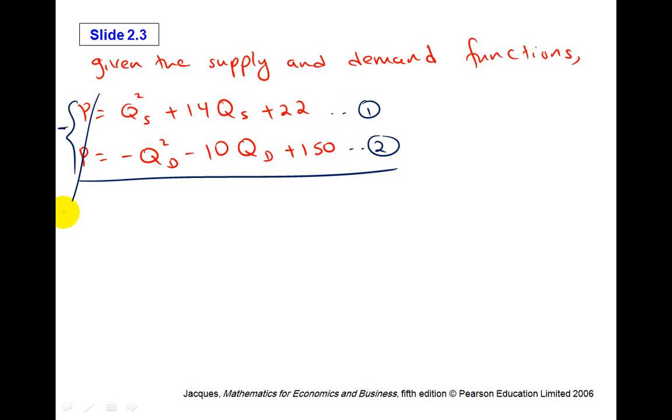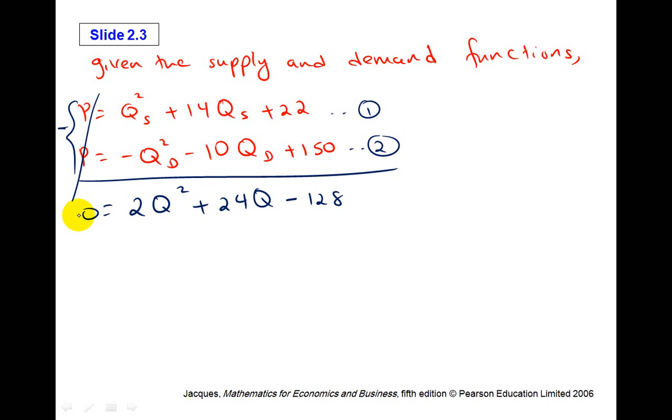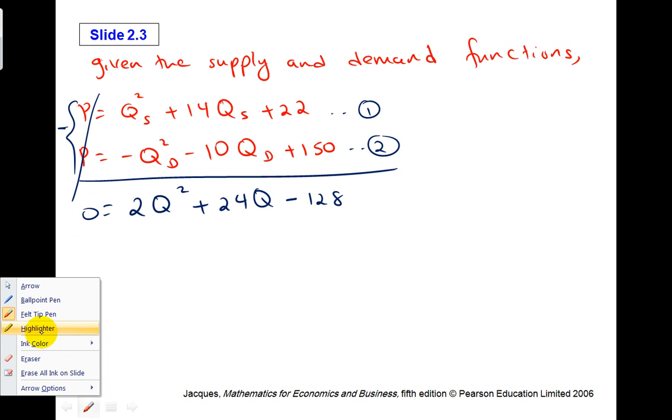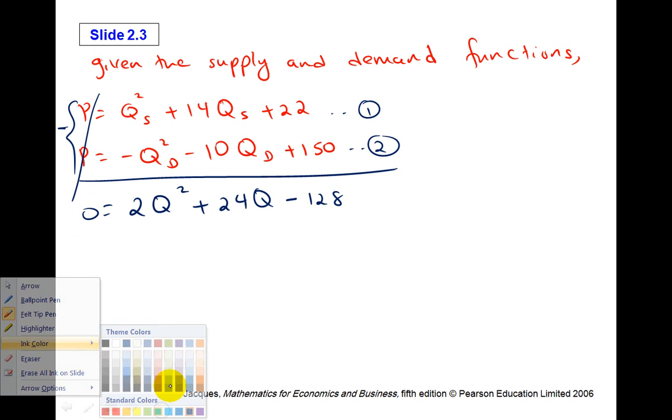P minus P, so I'm telling you again, consider this as Q and only Q. So Q squared minus Q squared will give you 2Q squared, and 14 minus 10 will give you 24Q. Minus 150 minus 22 will give you equals 0 here. So now to make it simpler, you can divide each and every number here by 2, because they are all divisible by 2.